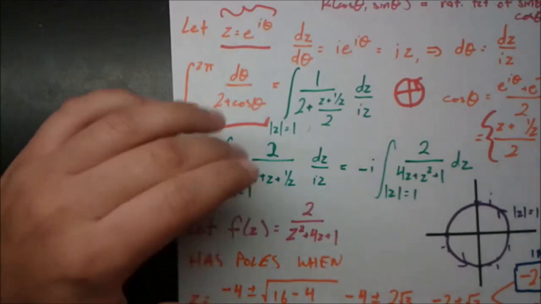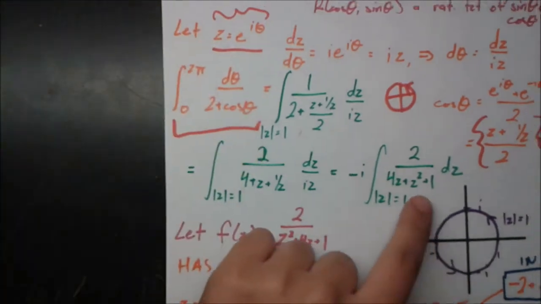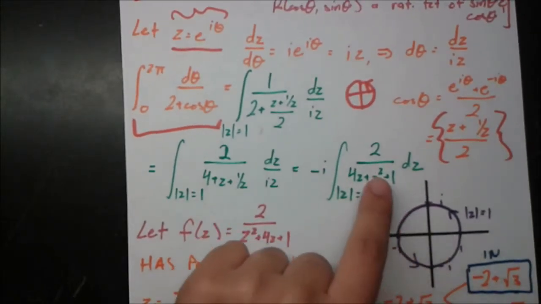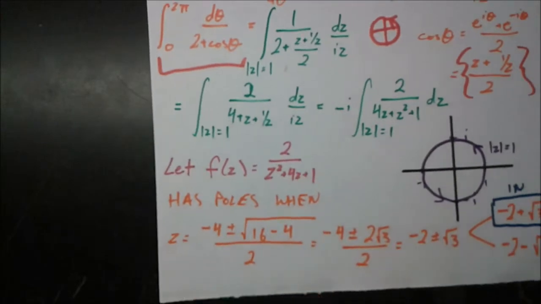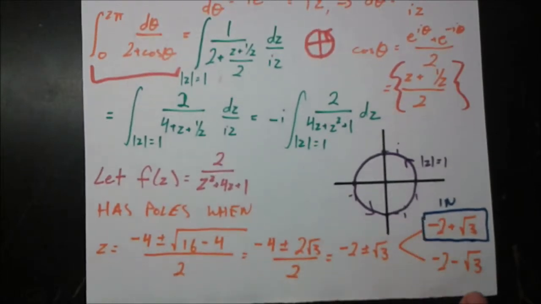And the next thing we want to do is find where that has isolated singularities. And in this case, they're going to be poles, because it's only going to be when the denominator is 0. So we need to find when the denominator is 0, because that's going to be where the isolated singularities are. And since it's a quadratic, we can just use the quadratic formula, and we get z equals negative 2 plus rad 3 or negative 2 minus rad 3.